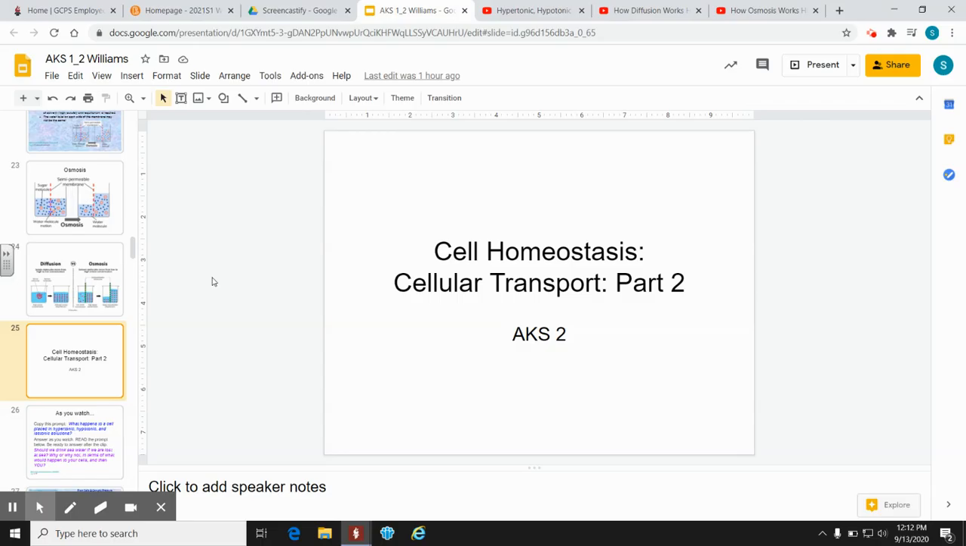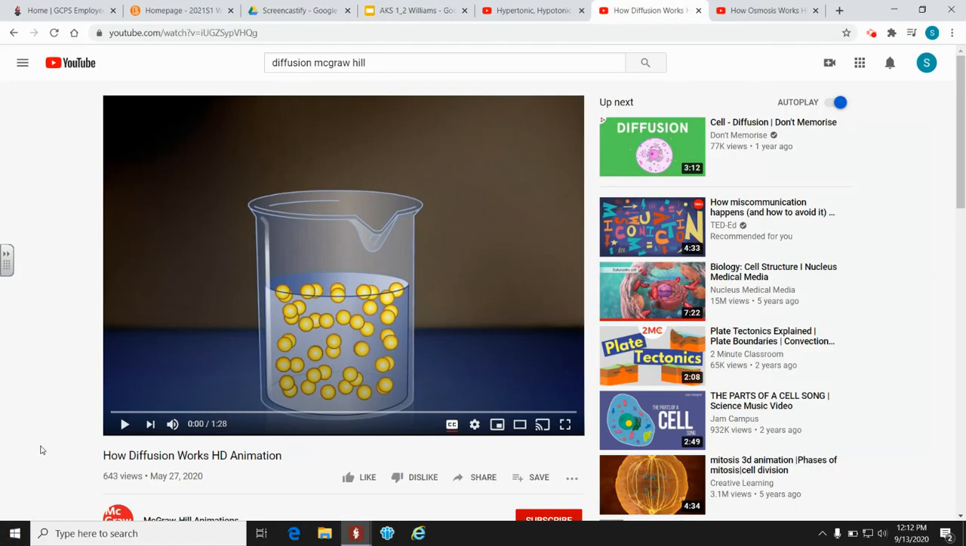So we've been talking about passive and active transport. We've gone over the structure and function of the cell membrane, and we looked at diffusion and osmosis. So as a refresher, let's take a quick look at how diffusion works.